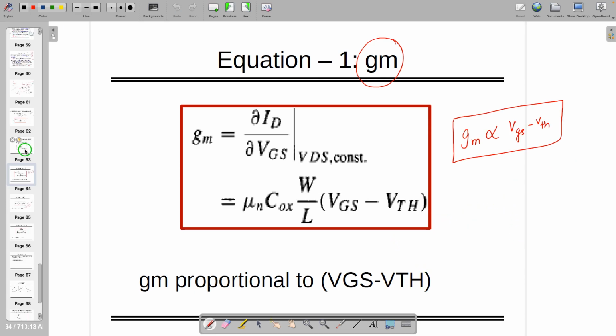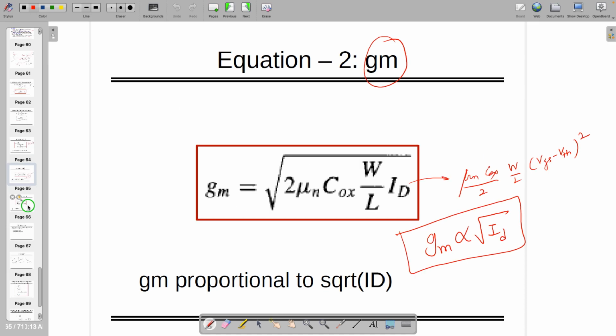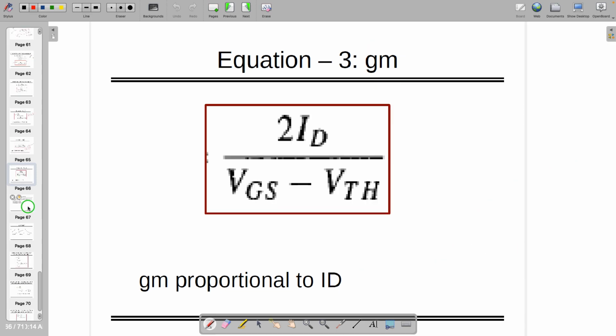Earlier you were saying that GM is proportional to VGS minus VTH. Now from this equation you are saying it is proportional to square root of ID. So this is another thing. Let's keep it there. And the third thing, if you again change it, you will see that it's 2 ID by VGS minus VTH. So this says that GM is proportional to ID and GM is inversely proportional to VGS minus VTH. Right? So which one is correct?